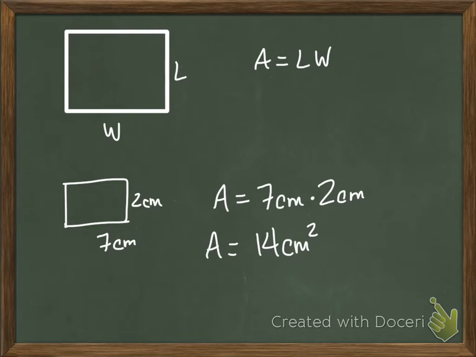Okay, so that's for any rectangle, any size. You just take the one dimension times the other one. That gives you your area. It doesn't matter if you call it length and width. It could be called width and height. It doesn't matter as long as it's one side times the other side.